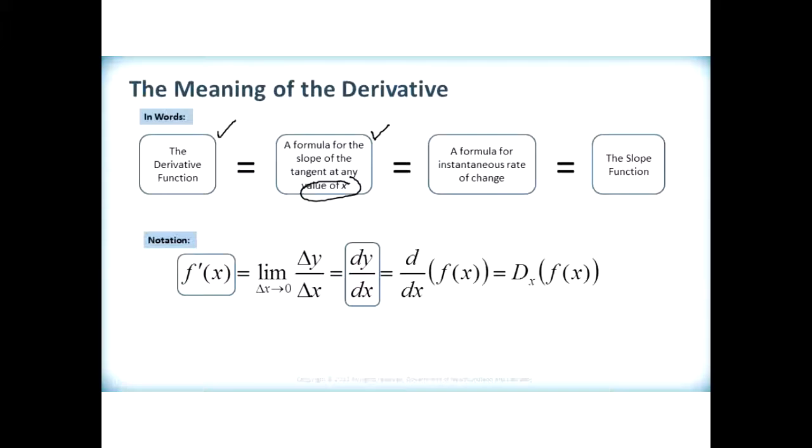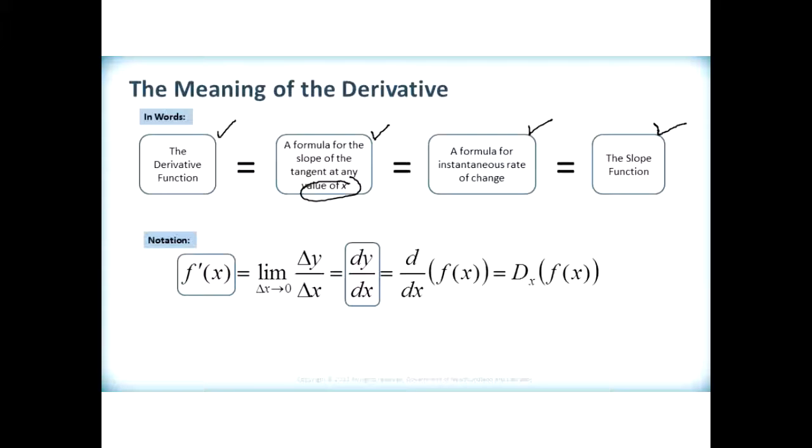Remember that the purpose of a derivative and the slope of a tangent and all that stuff was all about instantaneous rates of change. So this is also a formula for the instantaneous rate of change of the original function f of x at any value of x. And since it tells us the slope of the tangent at any point, we often refer to the derivative as the slope function.